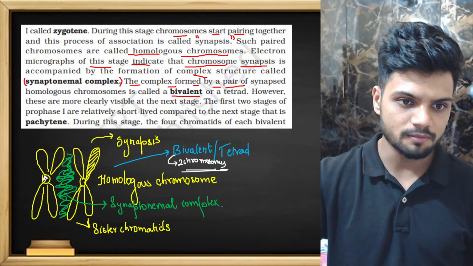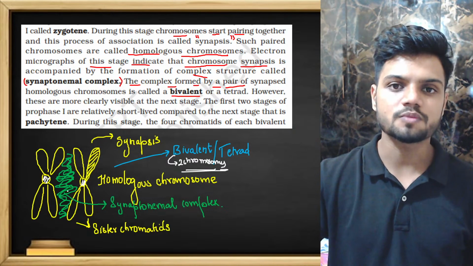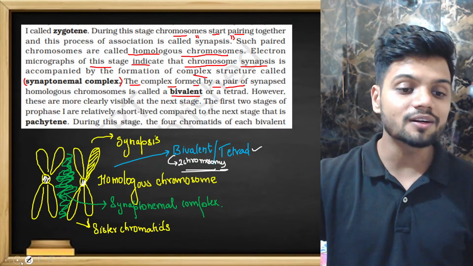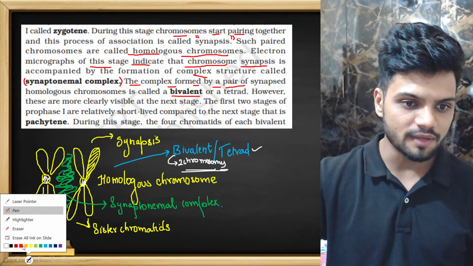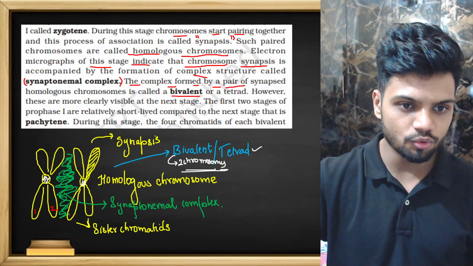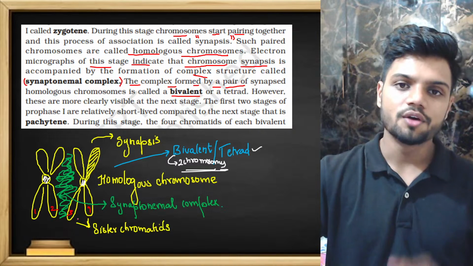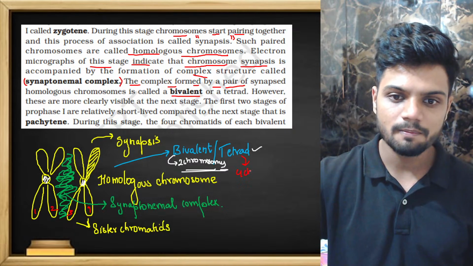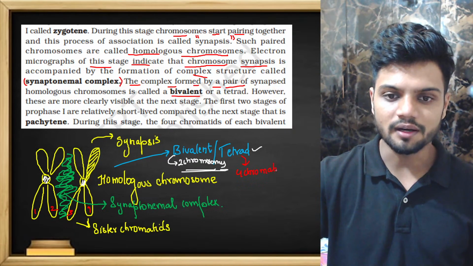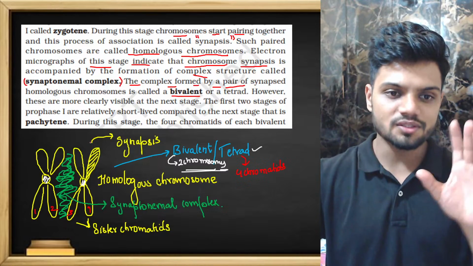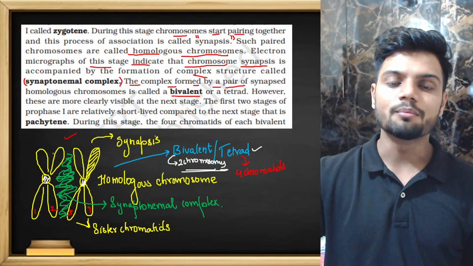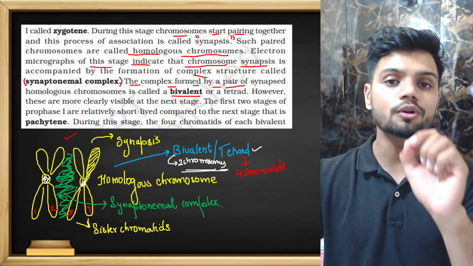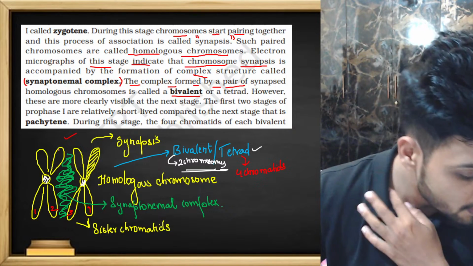See, chromosome number 1, chromosome number 2. Two chromosomes. Then why are we calling it a tetrad? The reason is, look at the chromatids now. How many chromatids do we have? 1, 2, 3, 4. Four chromatids. So this structure right here can be called bivalent because of 2 chromosomes. It can also be called tetrad because of 4 chromatids. Is that point clear to all of you?